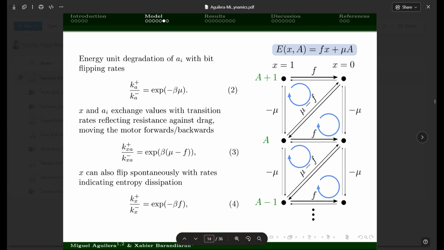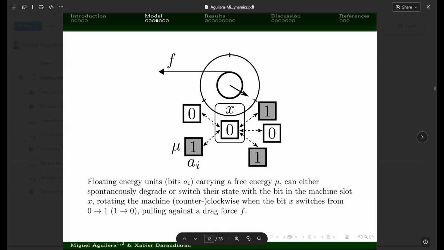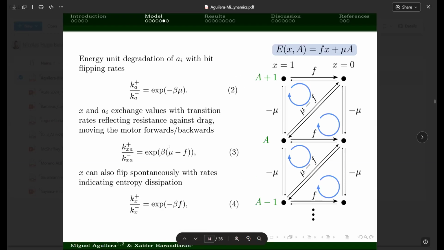Given that, we can use local detail balance to calculate different kinds of transitions. The probability of degrading units A or of them spontaneously arising depends on this energy mu. This beta parameter here is just an inverse temperature. The probability of changing the state of the energy unit with the state of the motor, which implies moving the motor forward, depends on the difference between mu and F. So the more energy the units have, the easier it is to move the motor. And again, once the energy is inserted into the motor and the motor has moved, the value of X can spontaneously flip, dissipating entropy as heat, because the motor is pushing against a drag force. So this will generate some dissipation in the form of heat.